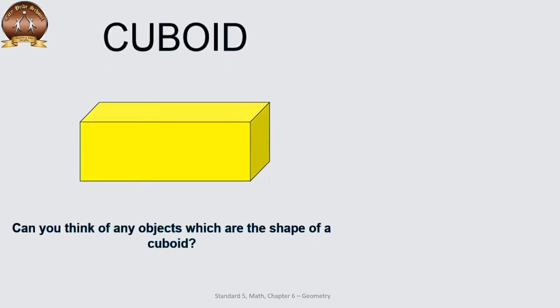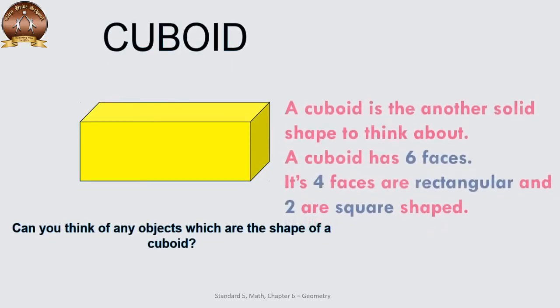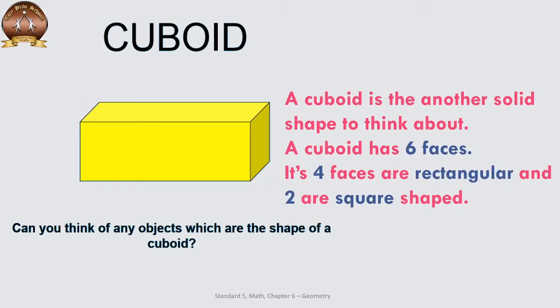Let us learn about the next shape, that is a cuboid. A cuboid is another solid shape to think about. A cuboid has 6 faces. Its 4 faces are rectangular while 2 faces are square shaped. In a cube, all the 6 faces were squares, but here 2 faces, this side and this side, are squares. All the other faces are rectangular in shape.